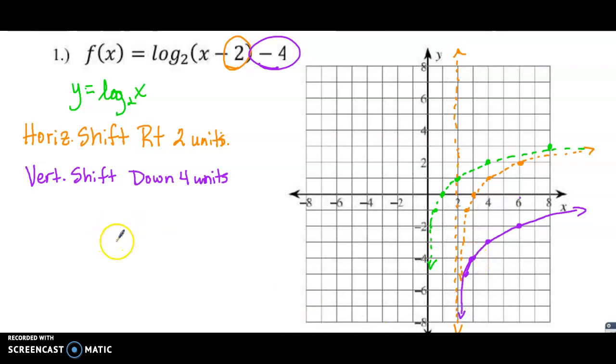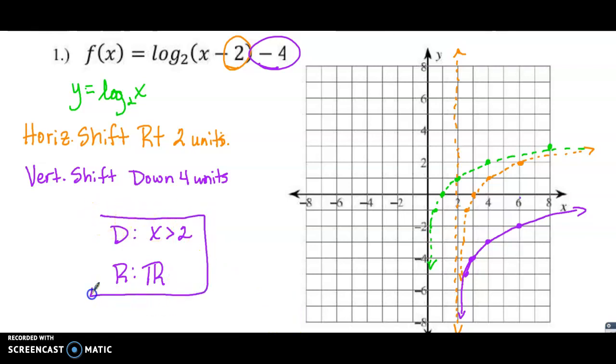Our domain and range, remember we have to name those. Our domain this time is not all real numbers. We don't go any to the left of 2, so we're going to say x is greater than 2. Our range, however, goes all the way down, and it could continue all the way up, just not very quickly. We'll say all real numbers. So that's the things you're going to have to be able to identify: from the equation, find the graph, find the domain and range.